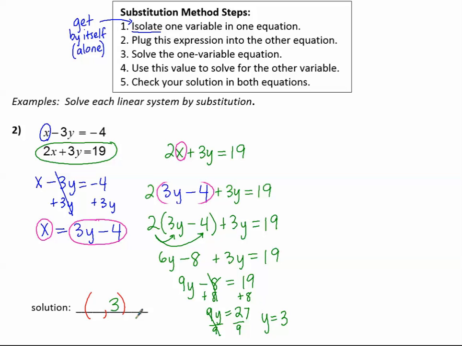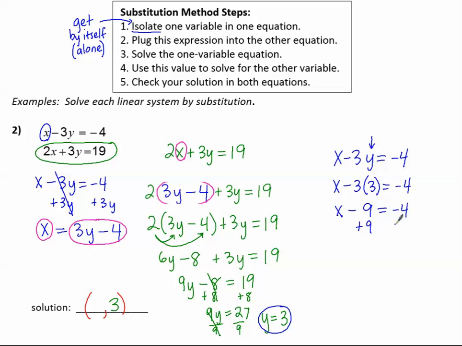Now we need to find the x. So we solved that one variable equation, and now we will use this value to solve for the other variable. So we're going to take what y equals, and we'll plug it into the other equation, into either equation. But the one we started with was the simpler equation. So let's take that first equation, x minus 3y equals negative 4, and plug in the y where the y is. X minus 3 times 3 equals negative 4. X minus 9 equals negative 4. Add 9, and x equals 5. So x is 5, and our solution is 5, 3.